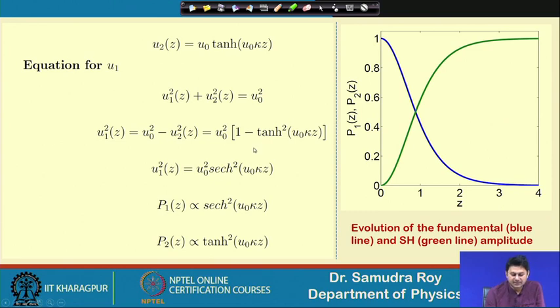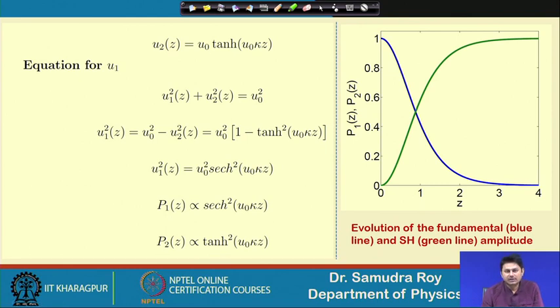So, I can replace these, taking U0 square common, we have 1 minus tan hyperbolic square U0 kappa z. 1 minus tan hyperbolic square theta is nothing but sec hyperbolic square theta. So, I can replace this as sec hyperbolic square U0 kappa z with U0 square as an amplitude. Then the power of the fundamental wave is proportional to this quantity, and the power of the second harmonic wave is proportional to the tan hyperbolic square, that we have already shown.